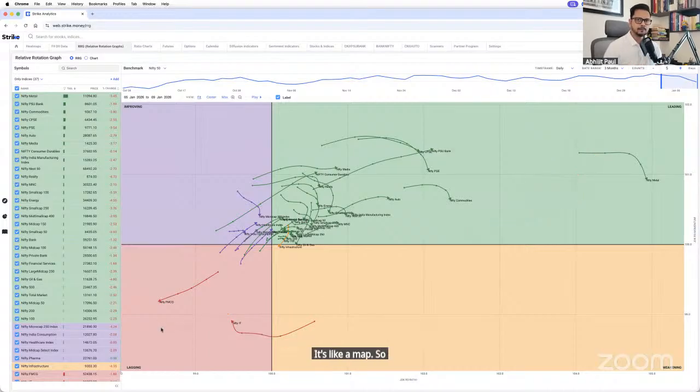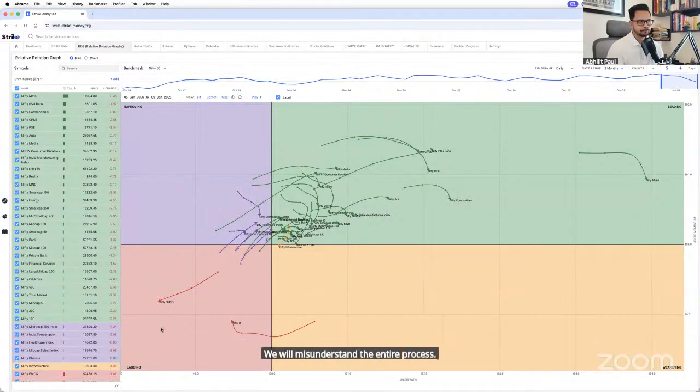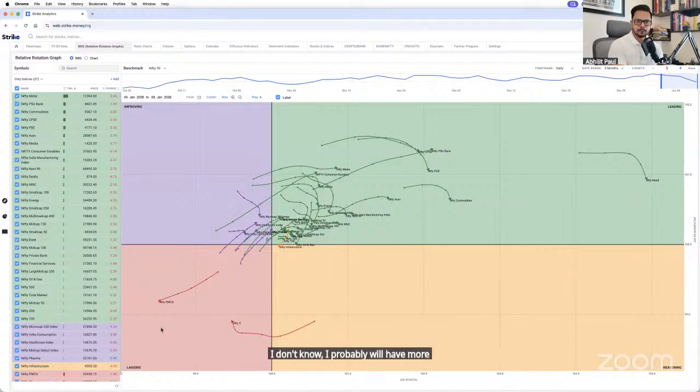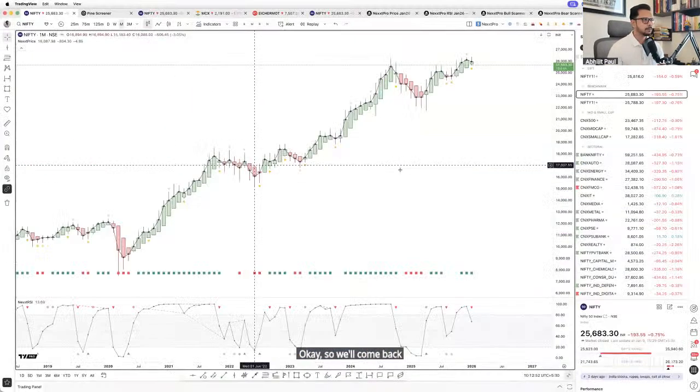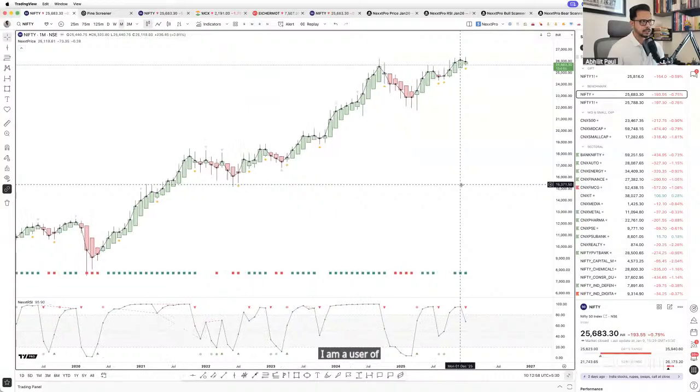It's like a map. So we'll keep that at the back of our mind, because if we don't, we will misunderstand the entire process. I personally use it predominantly from an end of the week point of view. If you've followed my work on my YouTube channel, you will see that I probably have more than 450 end of the week analyses. And I use RRG there just to understand what's happening where and then how I should position myself. That's the most important thing. Okay, so we'll come back to RRG, but before that, we need to take a look at the price. I am a user of Heikin Ashi charts.